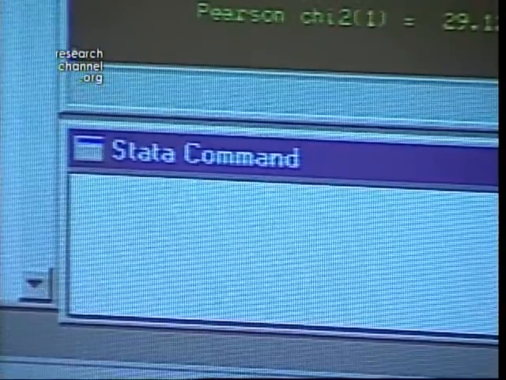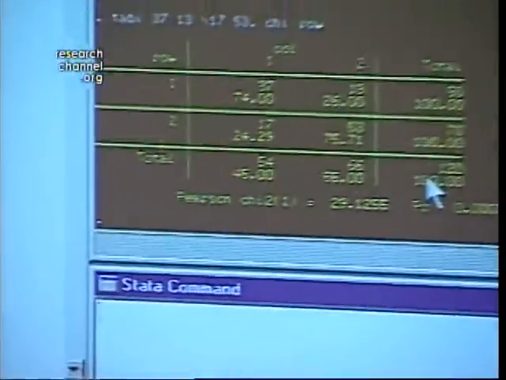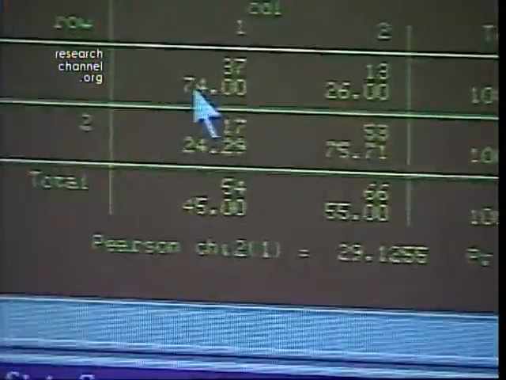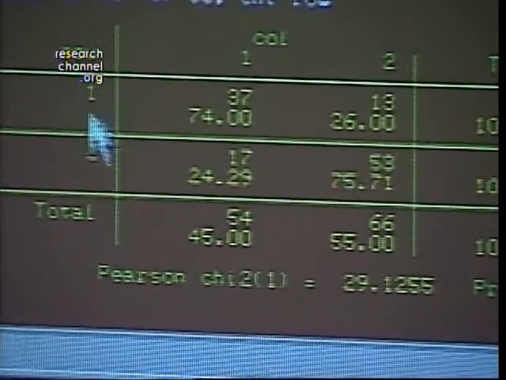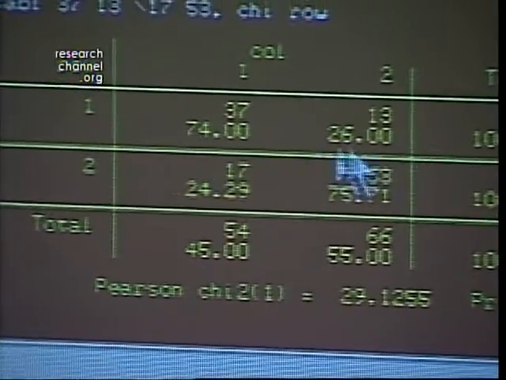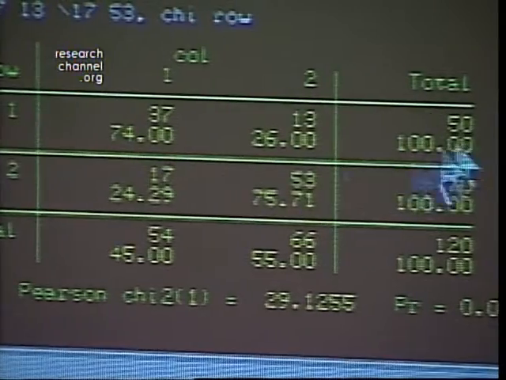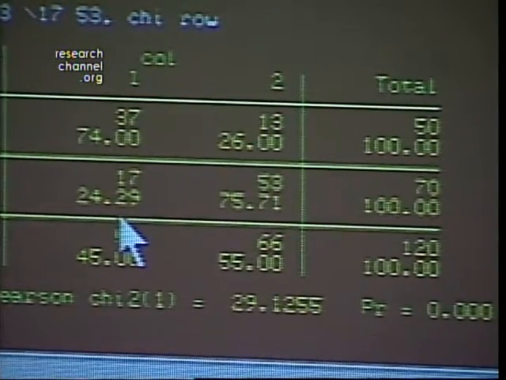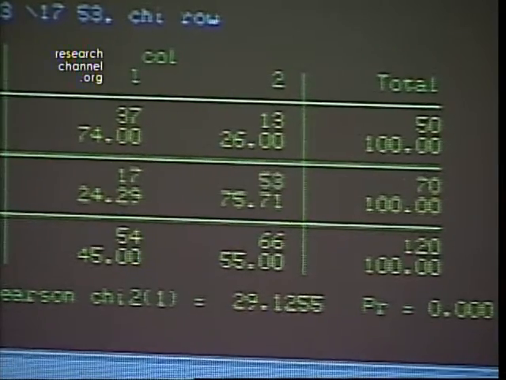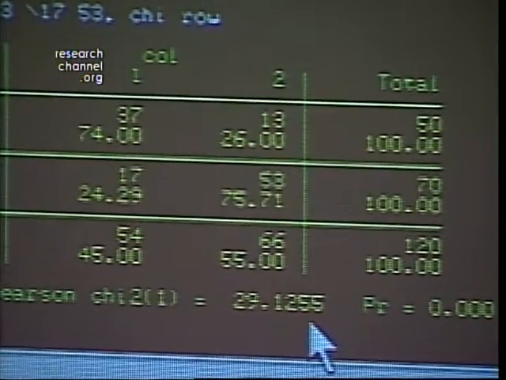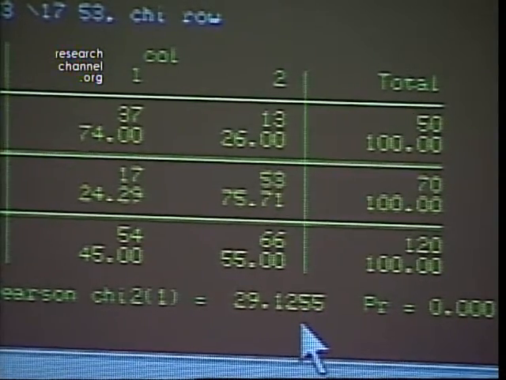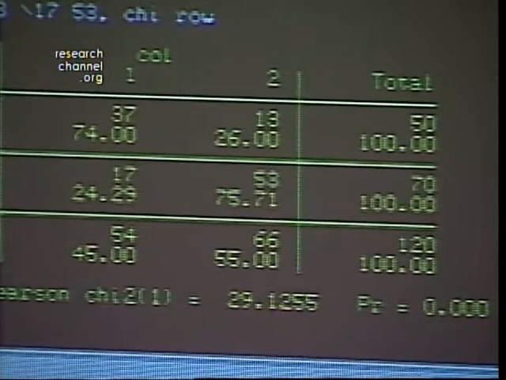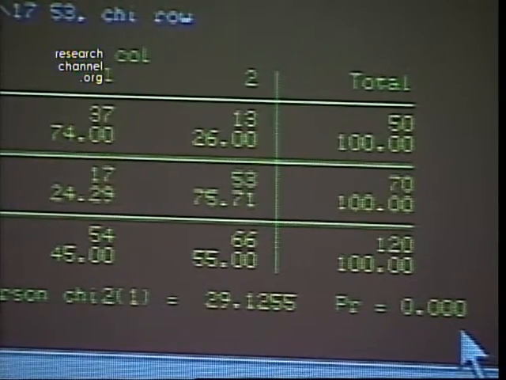Okay, so now here's that 2x2 table that you have in the notes. So what is this showing? It says drug A, drug B, 74%, meaning 37 of 50 responded. 17 out of 70, or 24%, responded in B. And what we see is the chi-square statistic of 29.1 that basically has a p-value that's very close to 0.